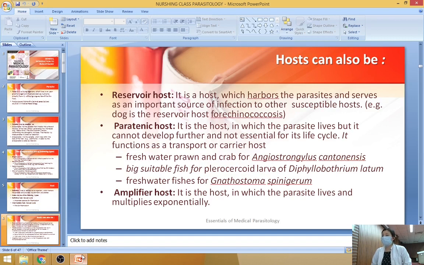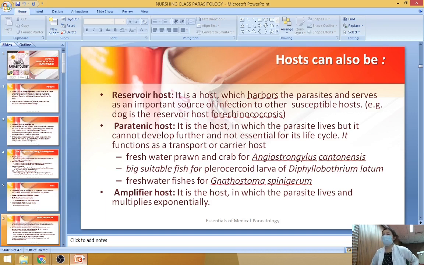Reservoir host means a host where reservation takes place, where we harbor the parasite, and they serve as an important source of infection to other susceptible hosts. For example, the parasite will come and infect the host, and will reside in the host so that they can infect other people or other hosts.